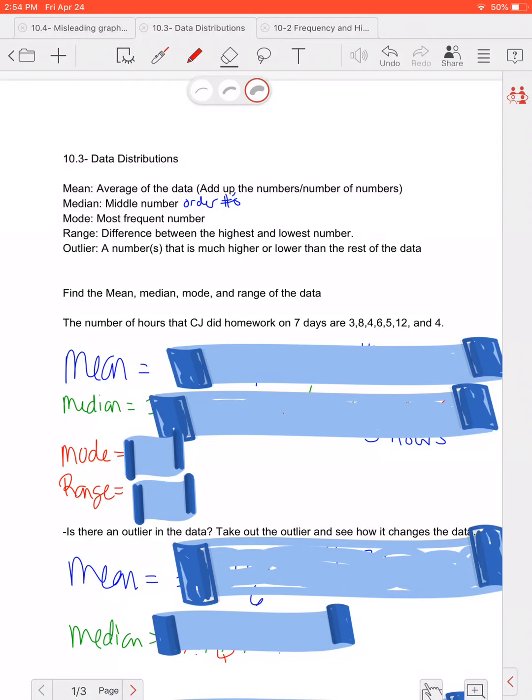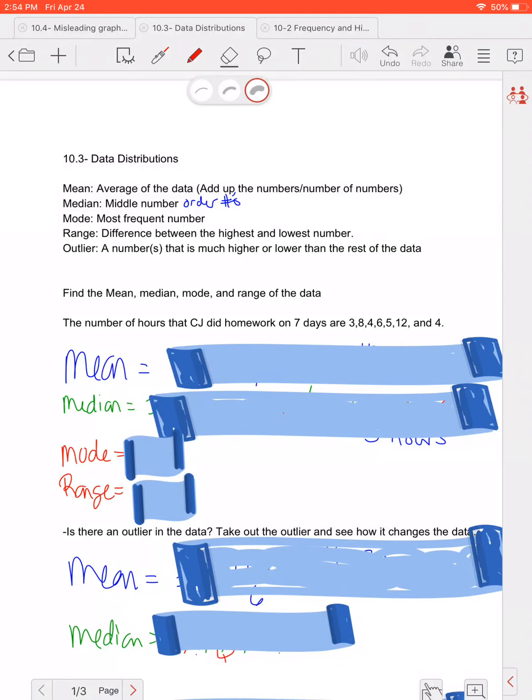That's the average of the data where we add up all the numbers and divide by the number of numbers we have. Median is the middle number, remembering we need to order those numbers from least to greatest before we do anything. And remember, for those of you who are driving, median, like on the highway, is the middle of the highway. So we're finding the middle number. Mode is the most frequent number. There can be more than one mode or no mode.